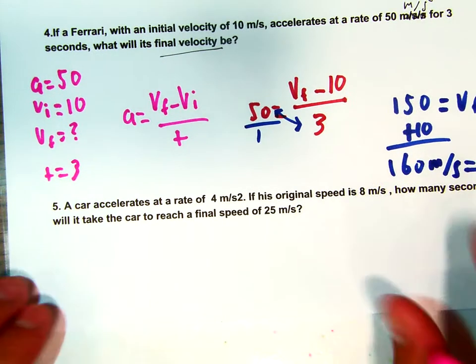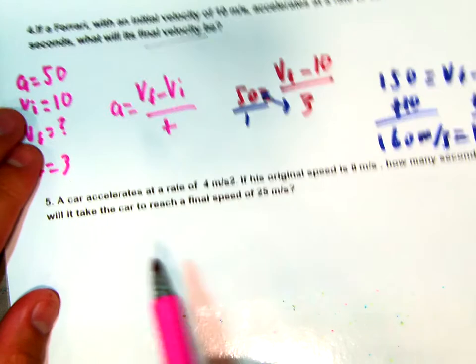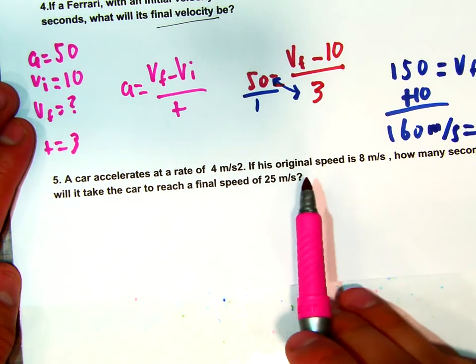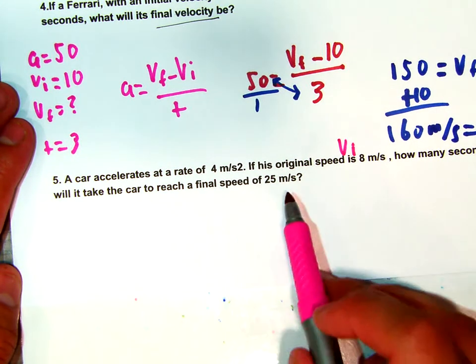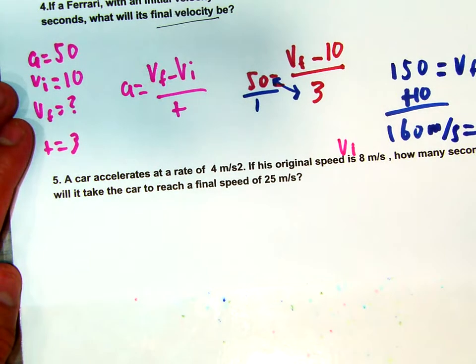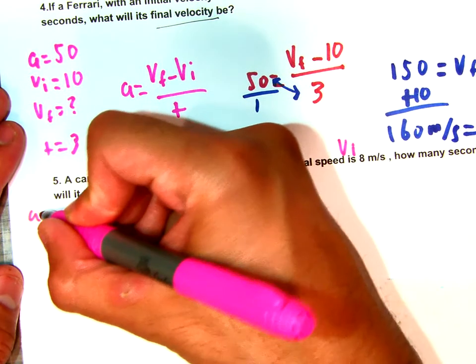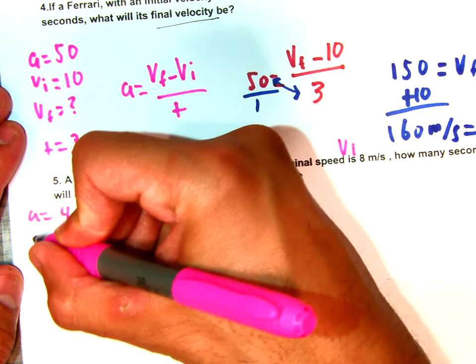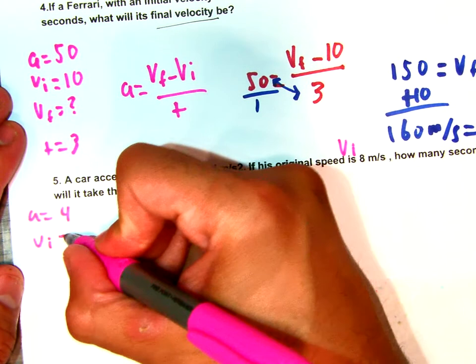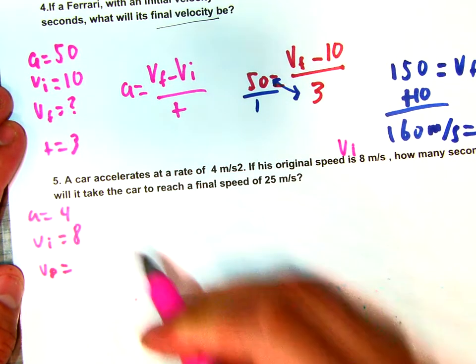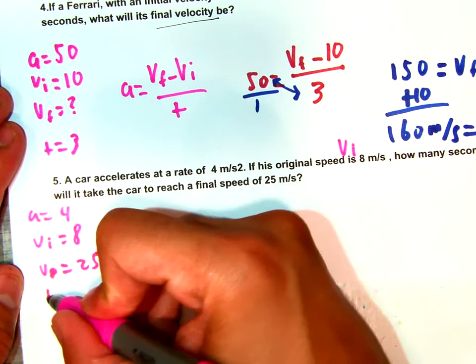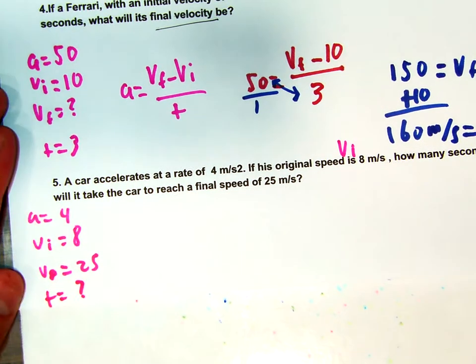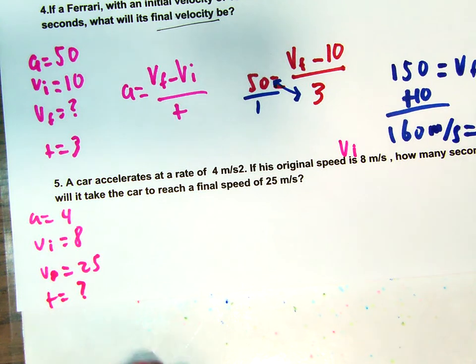For this one it says a car accelerates at a rate of 4 meters per second squared. If the original speed is 8, original means initial. So that's my initial. How many seconds does it take to reach its final speed of 25? So acceleration equals 4. V initial equals 8. V final equals 25. And time is what we're looking for. Same thing. I list them, I plug in, and we go from there.